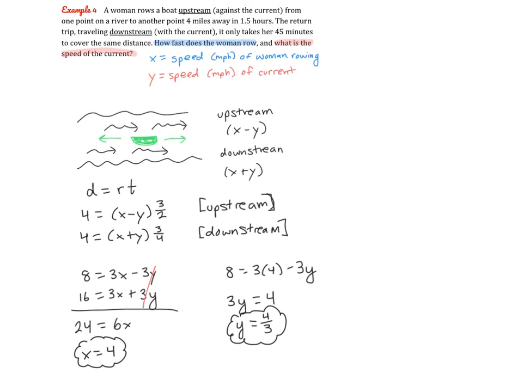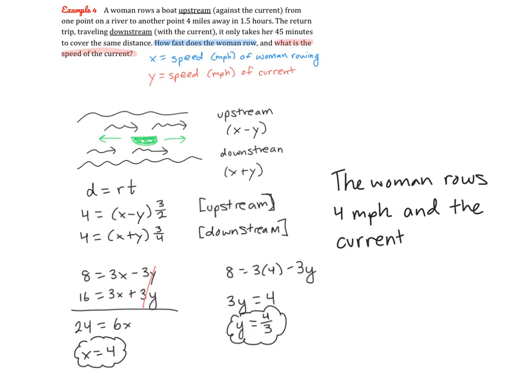So now that we've solved, we need to go back and make sure we're answering the question fully. They asked first, how fast does the woman row? And then they asked, what is the speed of the current? So we'll want to write this in a complete statement. So we'll say, the woman rows. And again, this is where it's useful to know what x and y represent. You can always look back up here. X represents how fast the woman is rowing. So the woman rows 4 miles per hour. And the current, the speed of which is represented by y, is 1 1/3 miles per hour. And here we have a complete answer.